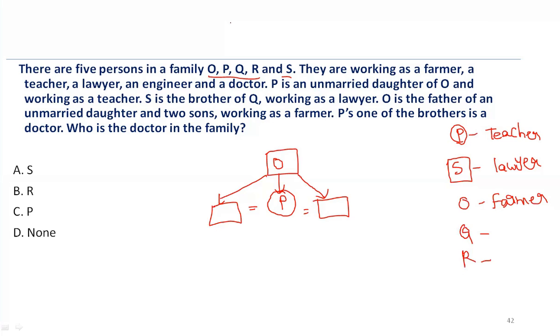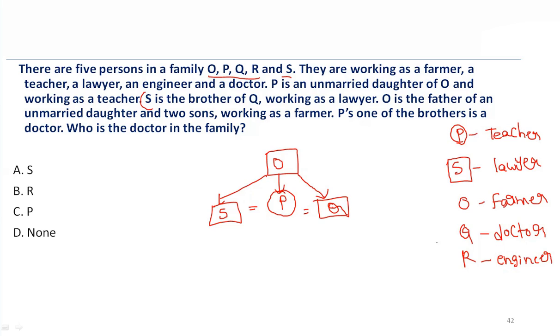S is the brother of Q. They said that S is the brother of Q here, right? So only 5 persons are there and they said S is the brother of Q, which means one brother is S and the other brother is Q. Now connect that clue with respect to the last line. P is one of the brother is a doctor. So now who will be doctor? Q will be doctor. And what is the other profession? The other profession is engineer, so it will be given to R.